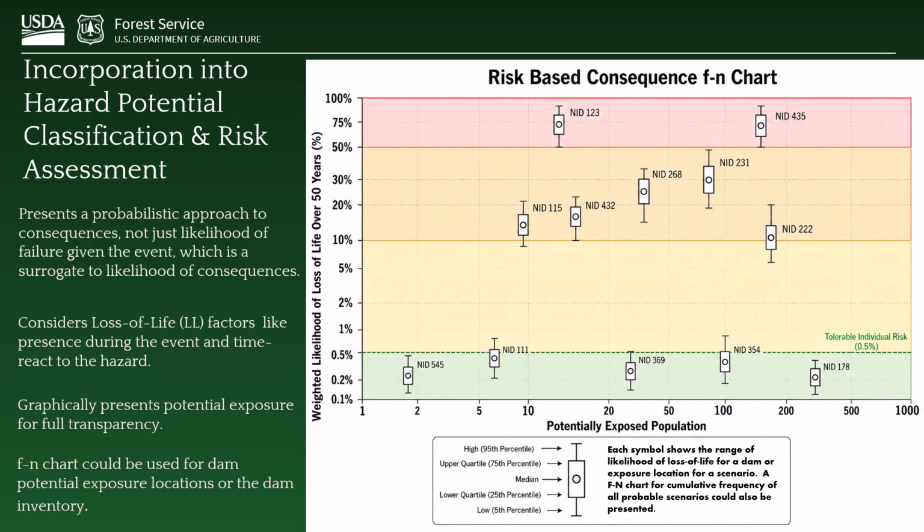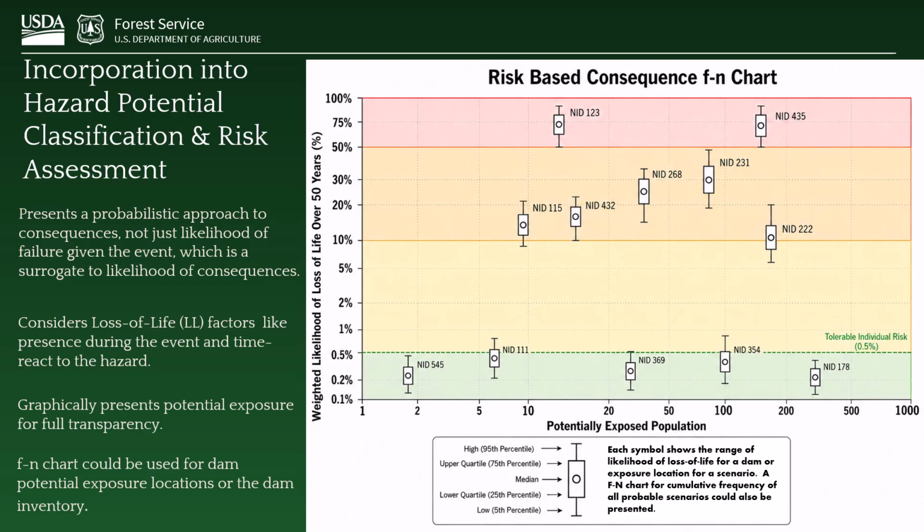Incorporating additional explanatory factors for likelihood of loss of life into the frequency of exceedance axis of an F&N chart would enable more realistic estimates of consequence likelihood. Additionally, the frequency of exceedance can illustrate the weighted likelihood of life loss over the service life of the dam, making the results more intuitive. For example, stating a 5% chance of exceedance over 50 years is easier to interpret than reporting a fractional percent chance for any single year.